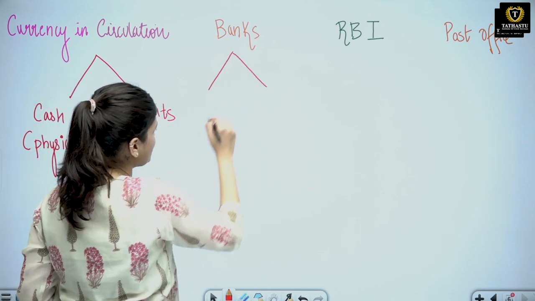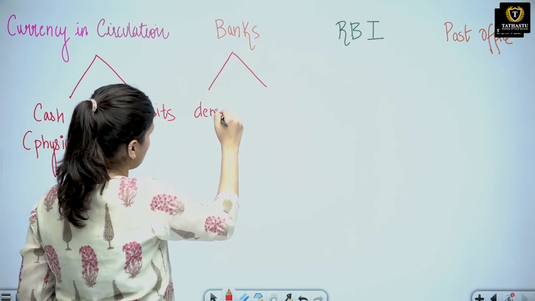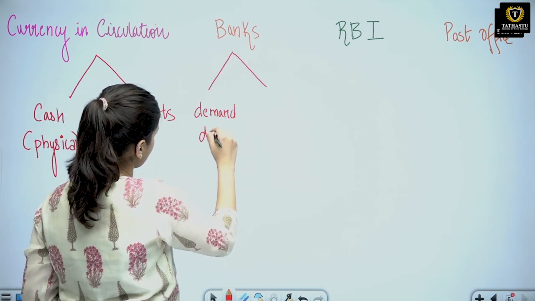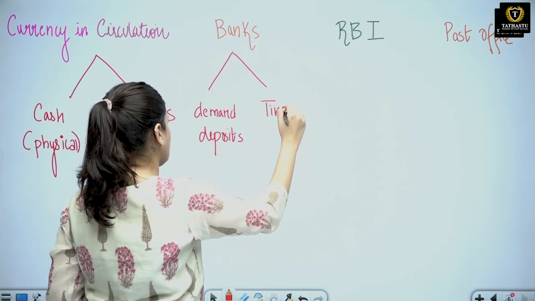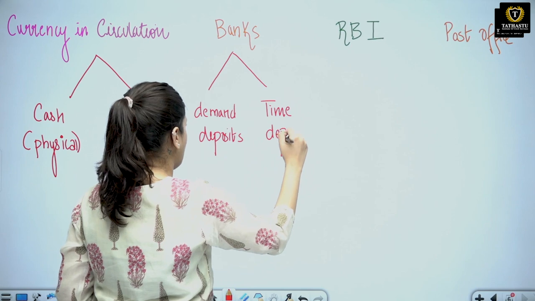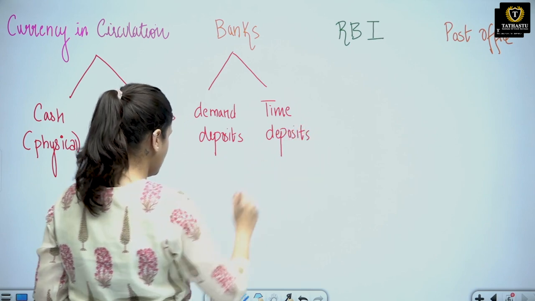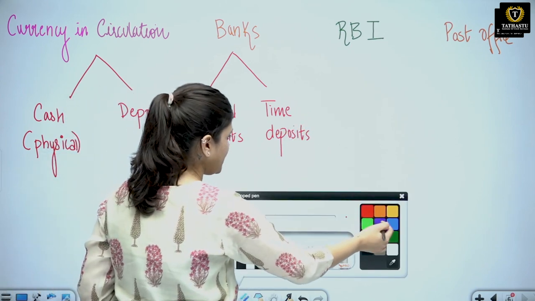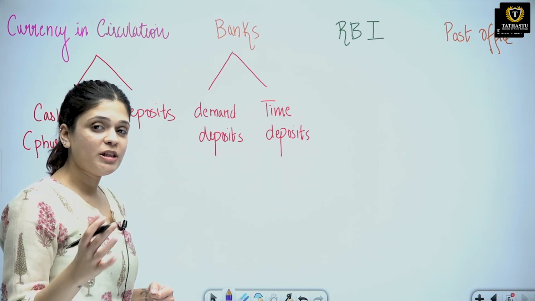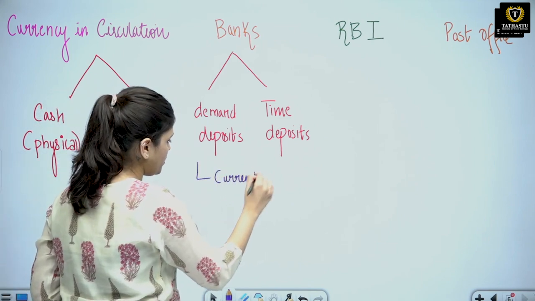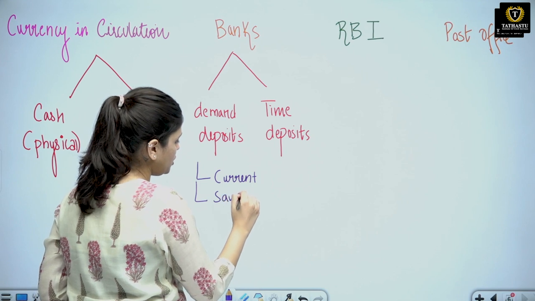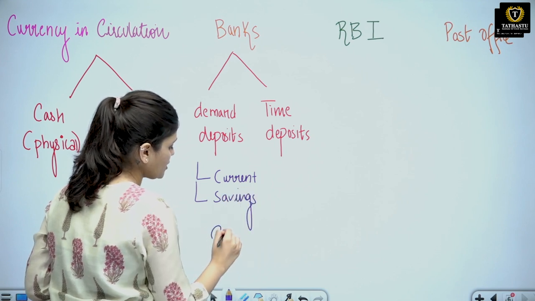Banks के पास दो तरीके से deposits होते हैं. Either they are demand deposits or we have time deposits. Now what are time deposits and demand deposits? Basically, either you can basically deposit money in your current account or savings account. So a trick to learn this is CASA.